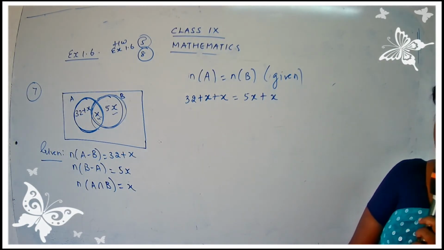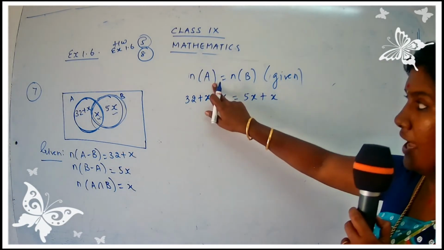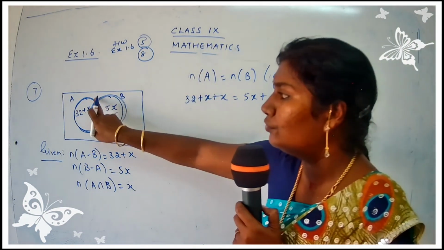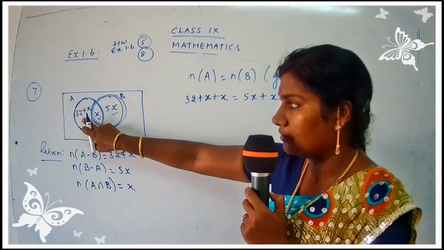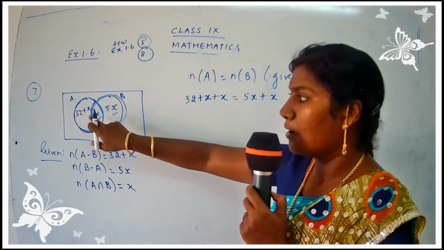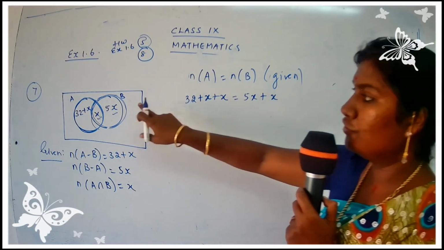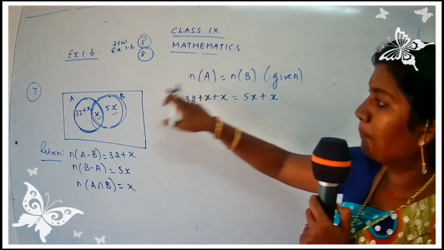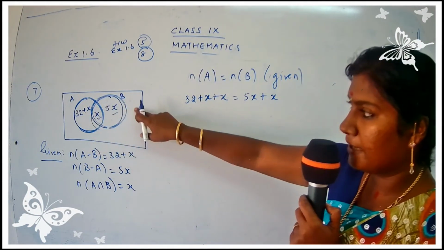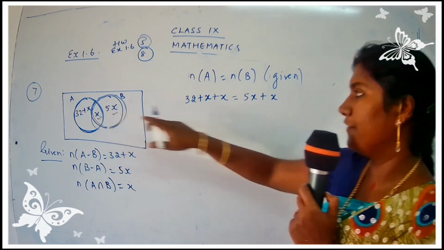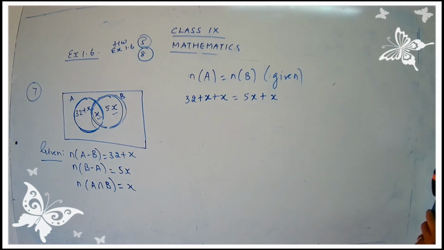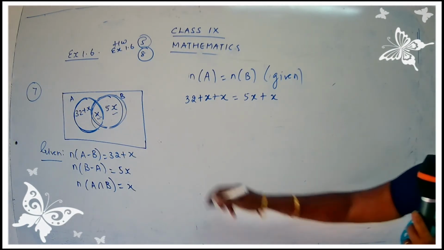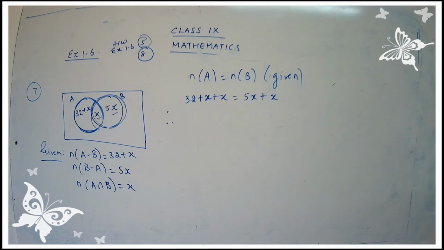Are you clear with the statement, children? For n of A, you have to consider the whole set A, that is 32 plus x plus x. And when you go for n of B, you have to consider the whole set B, which is x plus 5x, or you can say 5x plus x, one and the same. Now let's solve further. Have you taken down the step, children? Just complete the step.